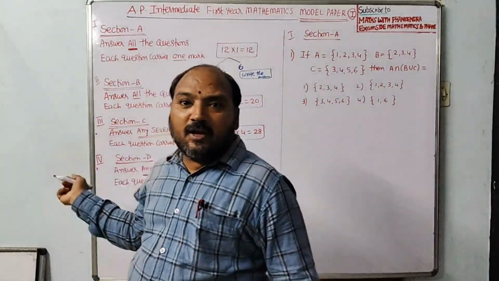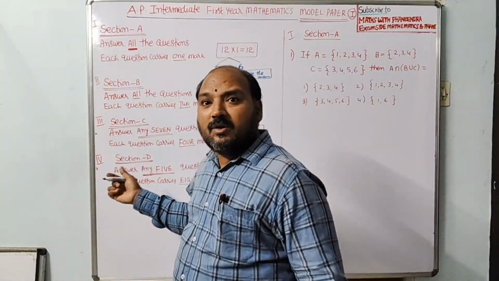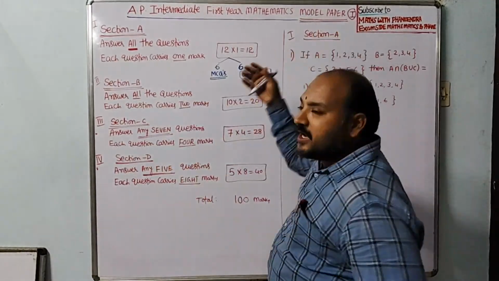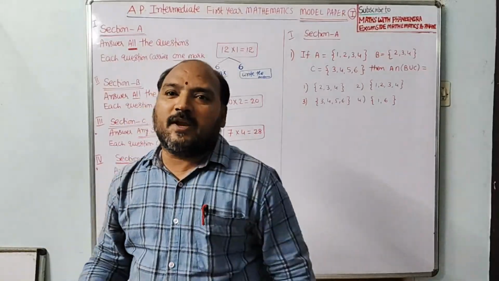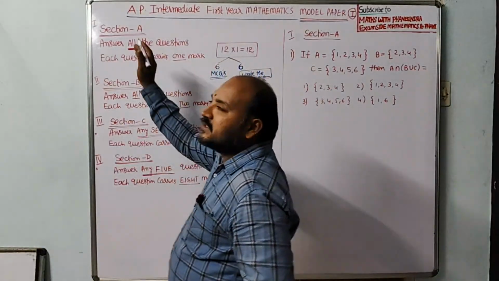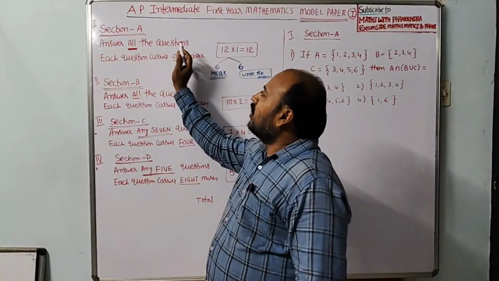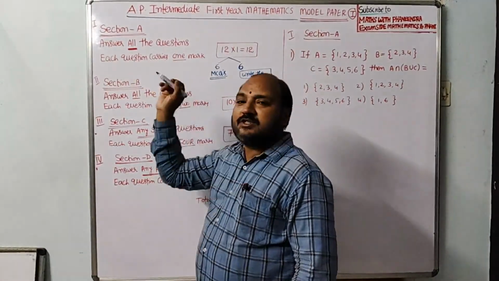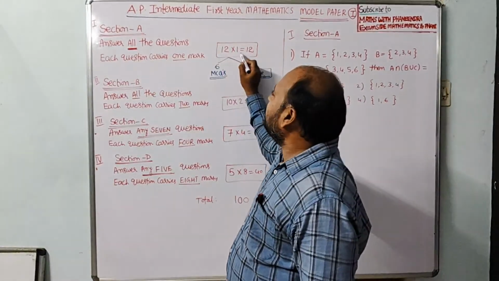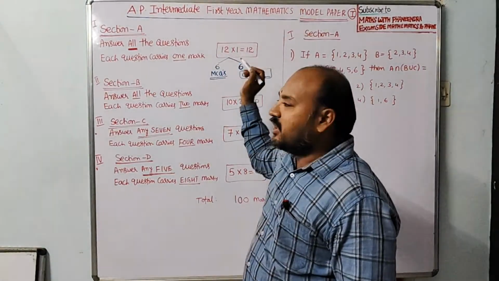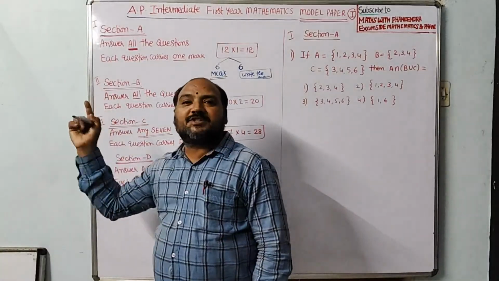After explaining about the question paper, model paper, today we will discuss section A, which contains 12 questions. The 12 questions also I will explain. So in section A, answer all the questions. Each question carries 1 mark. So how many questions will they give? 12 questions. Each carries 1 mark. 12 questions, 12 marks.